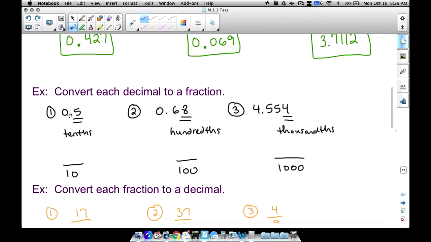Now, all we can do is, since this 0 here, I know I told you it's important to write it down so you don't overlook the decimal, but really all we have here is 5.